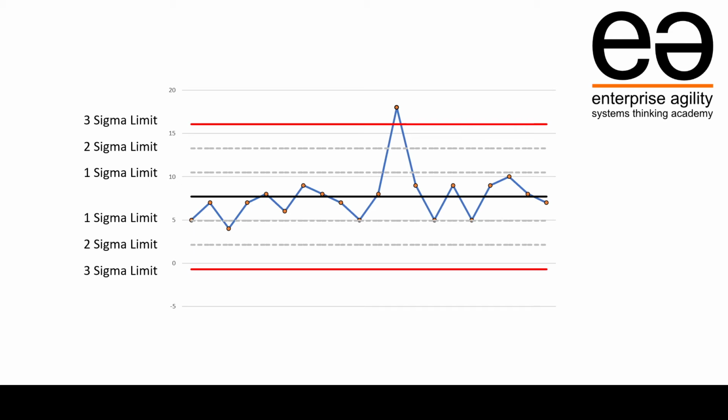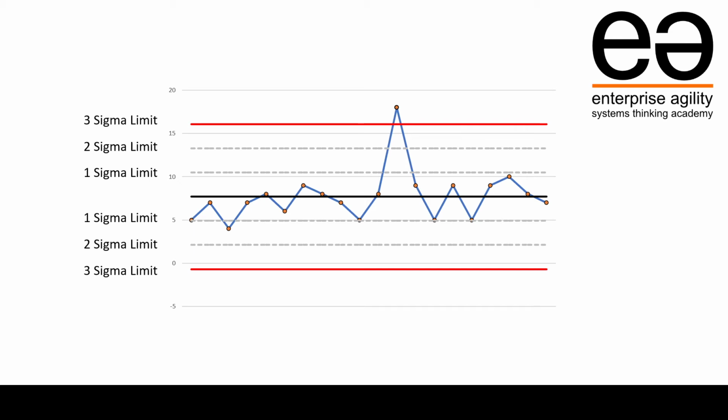So for the avoidance of doubt, the 3 sigma limit above the average is the upper control limit, the 3 sigma limit below the average is the lower control limit, and the 1 and 2 sigma limits are denoted by the grey dotted lines which appear either side of the average. Now all of that is just background.